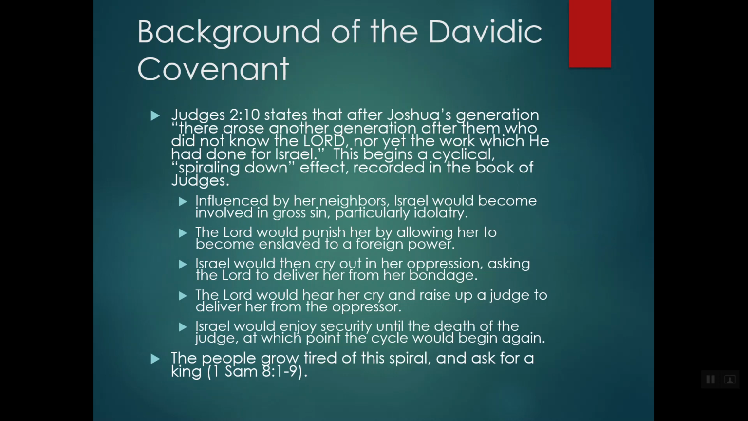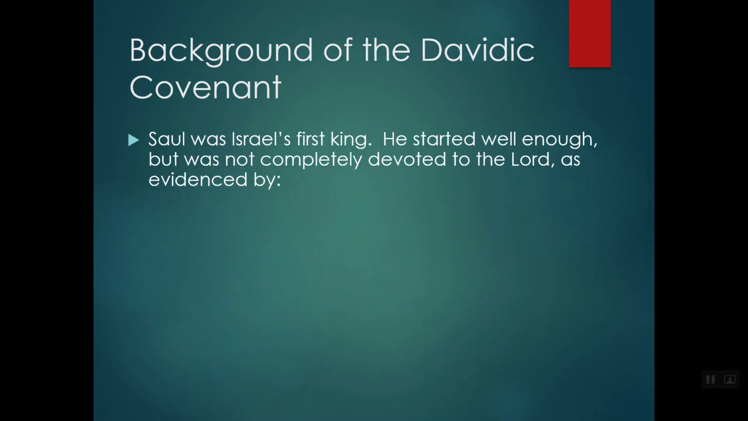They wanted to be like all the other nations who had human kings that led them in battle. And that was their motivation. It was to be like the other nations. And God took it rather personally. As he's interacting with Samuel, on the one hand, he's going to grant this request.